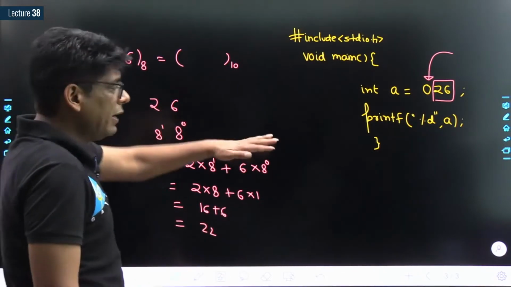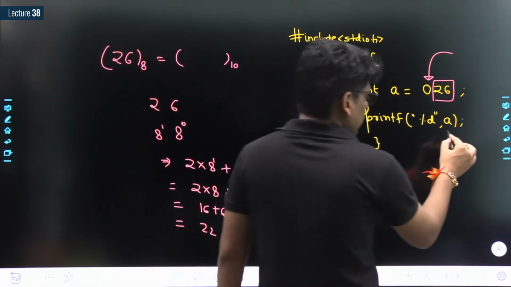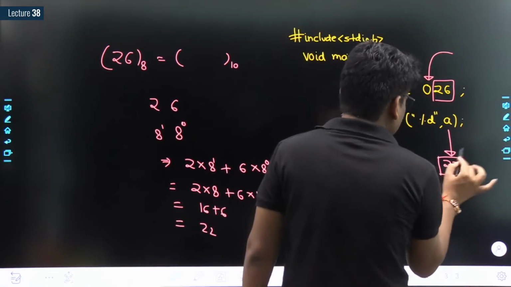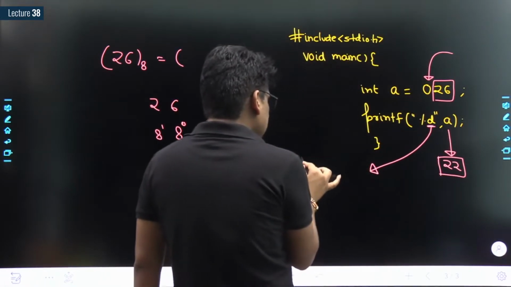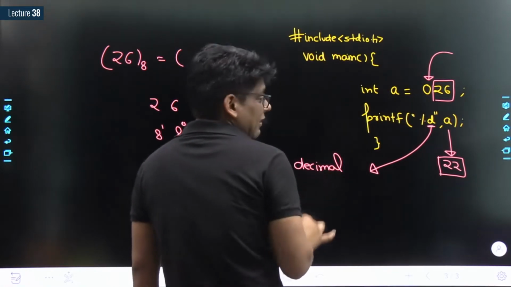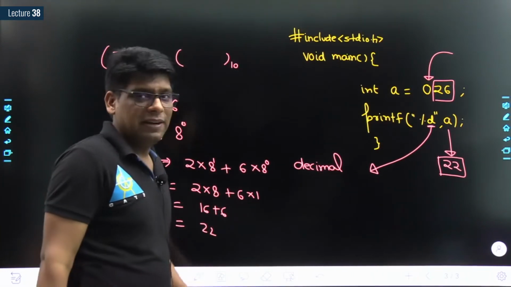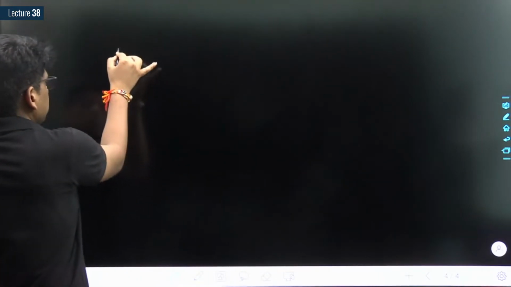So, what will be printed? 26 or 22? Sir, 22 will be printed. If you forget at any time, then %d is for integer in decimal. Try to understand this again. Done, sir. Sir, one more question, a beautiful question.